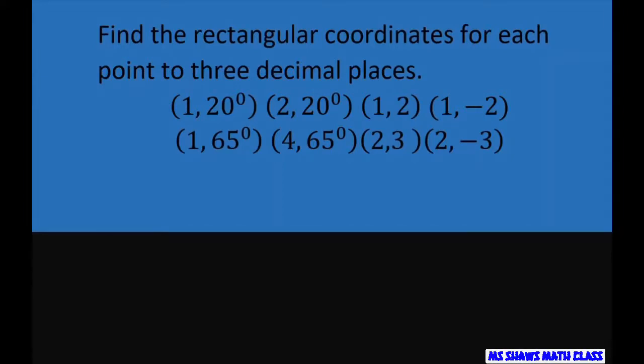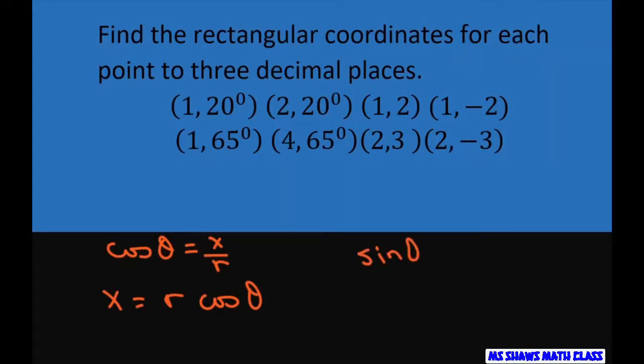And again, what we're going to use is the fact that cosine of our angle equals x divided by r. So x equals r cosine of theta if you cross multiply, and sine of theta equals y divided by r, and so y equals r sine of theta. And then you just use your calculator. So these are pretty easy.